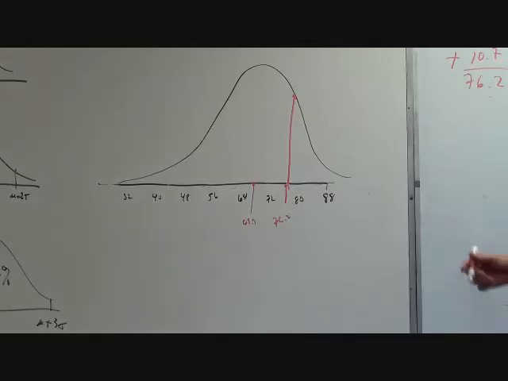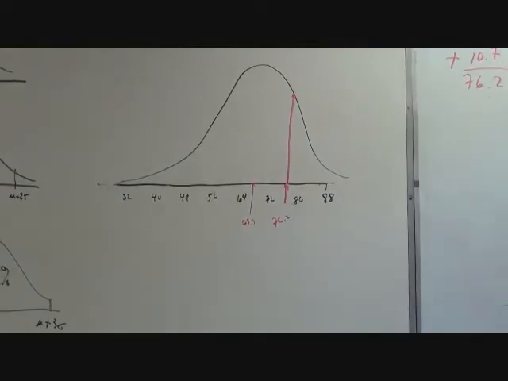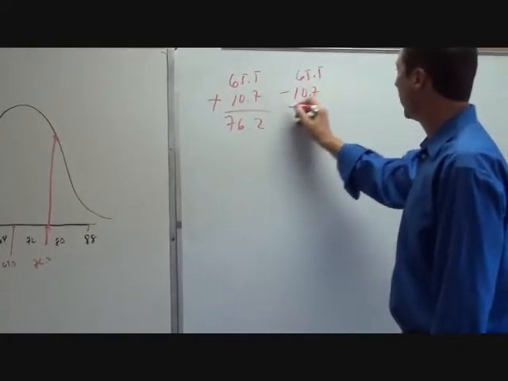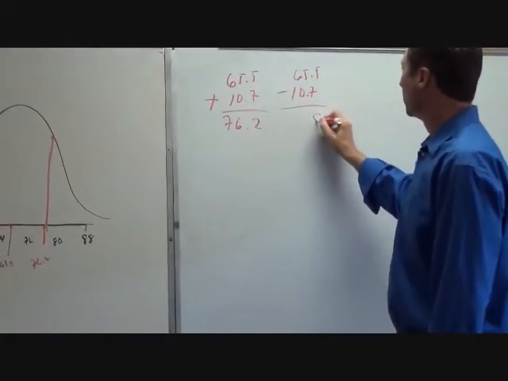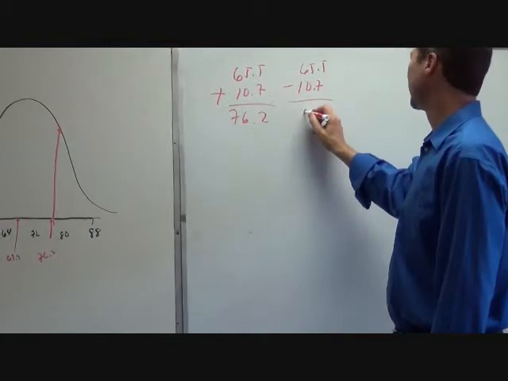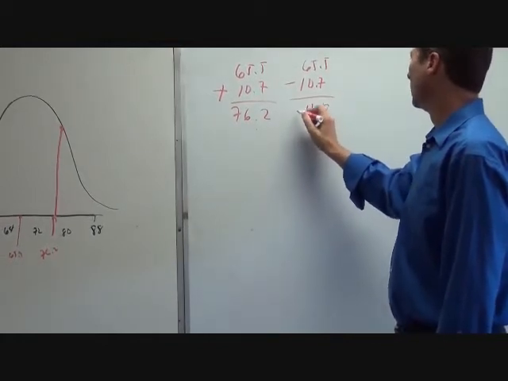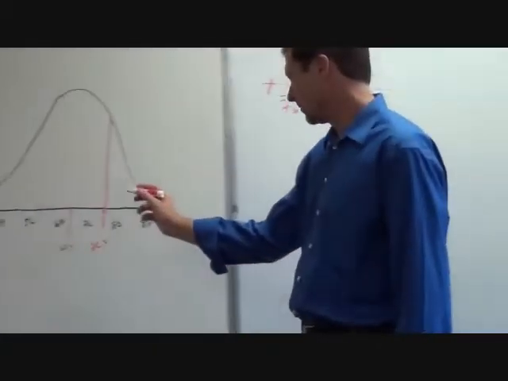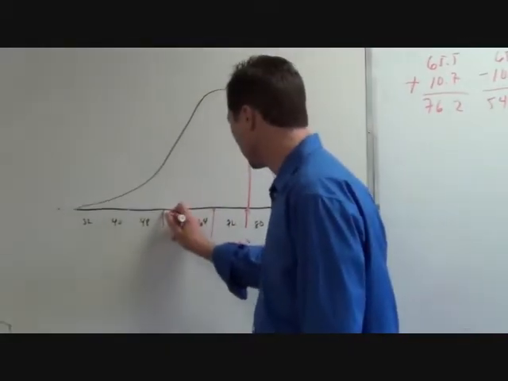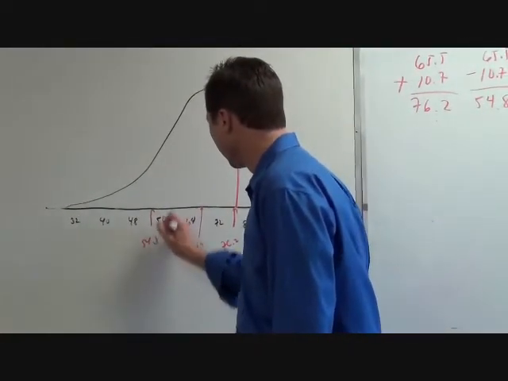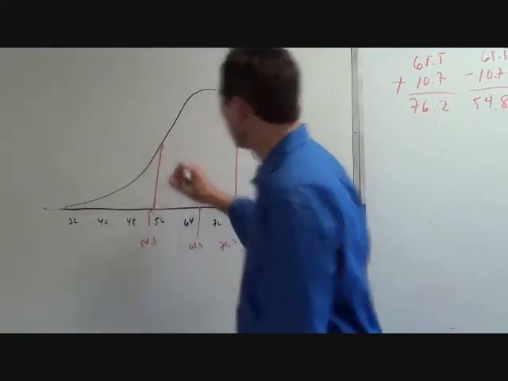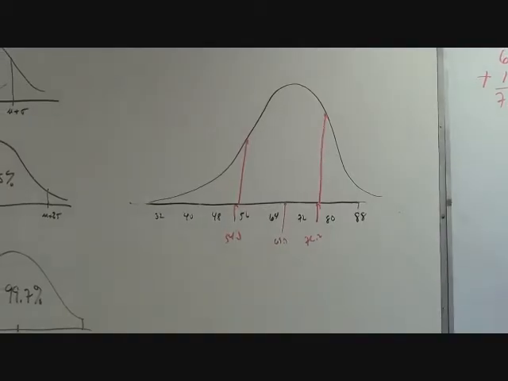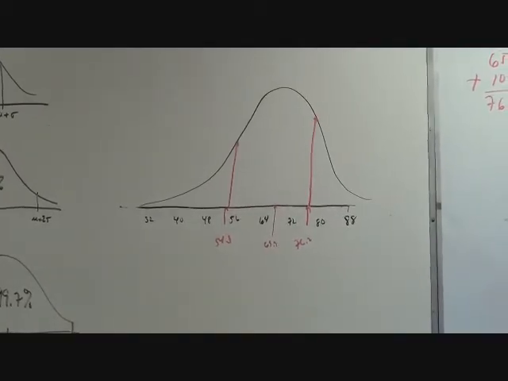Let's try the other side. Let's go 1 standard deviation below the mean. So I've got 65.5 minus 1 whole standard deviation. So we get 54.8. Let's go find 54.8. That's right about here. What do you think about that one, comparing it to the picture that you see? I think that's closer.